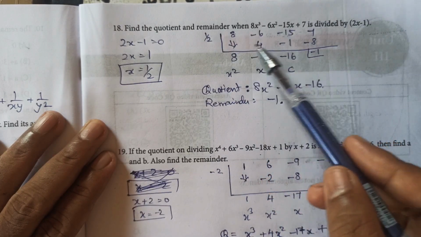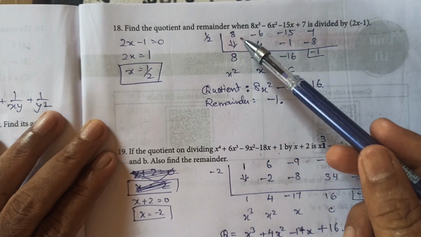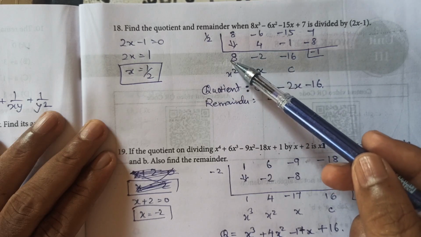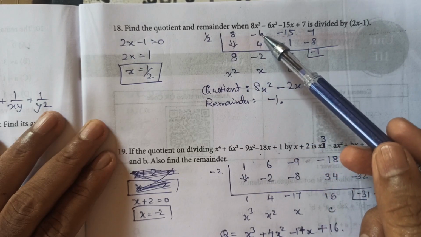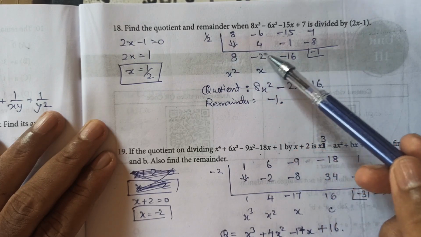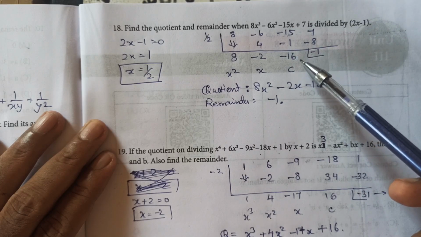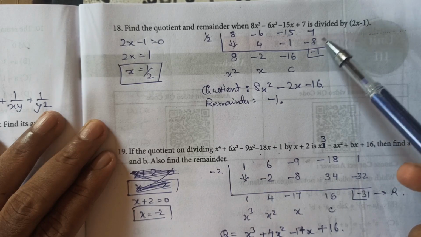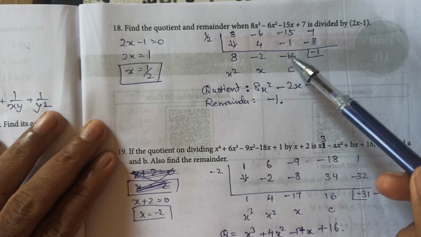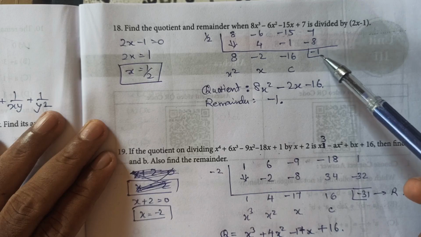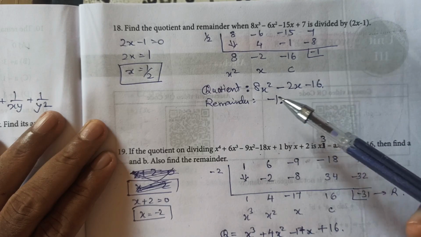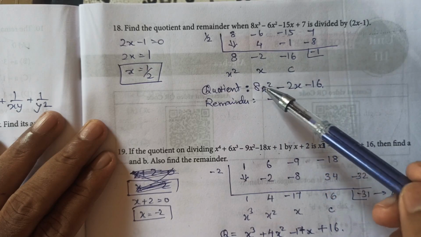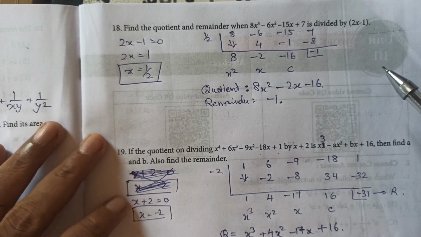1 by 2, first in the synthetic method we write 8 as it is. 8 into 1 by 2 becomes 4. So half of 8 is 4. Then minus 6 plus 4 is minus 2. Then half of minus 2 is minus 1. Minus 15 minus 1 becomes minus 16. Half of it is minus 8. So it was quite easy to calculate. There was no fraction number. And this becomes minus 1. So the remainder is minus 1 and the quotient is in this order: 8x square minus 2x minus 16.